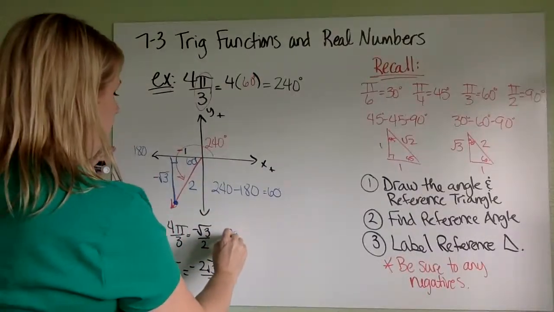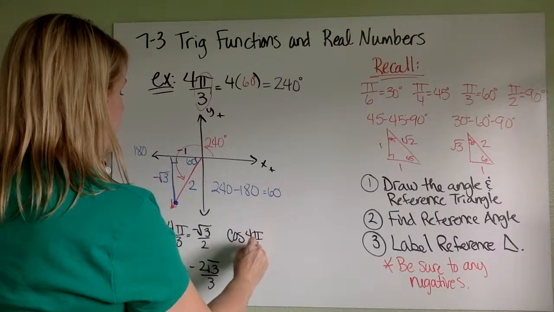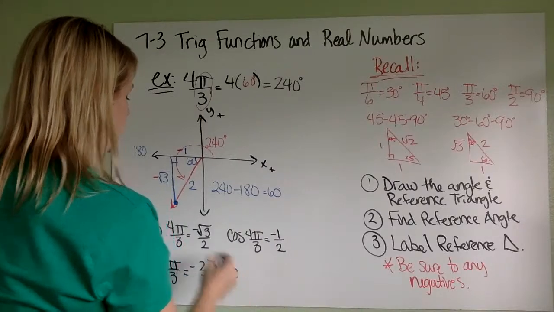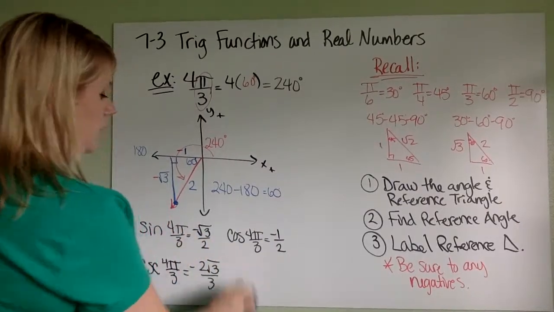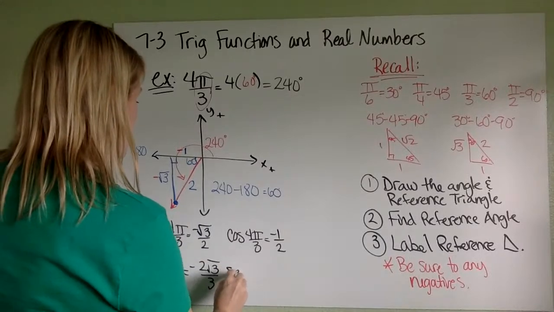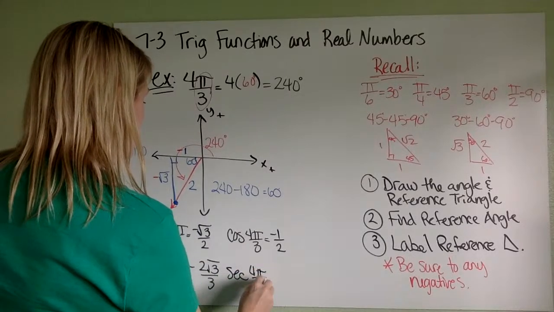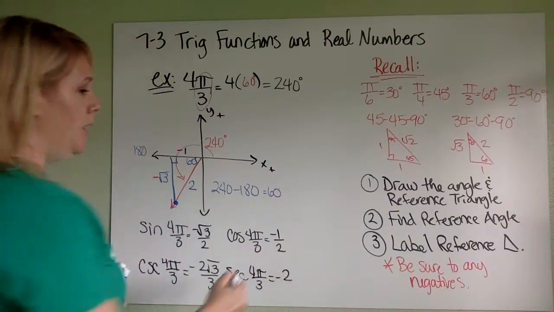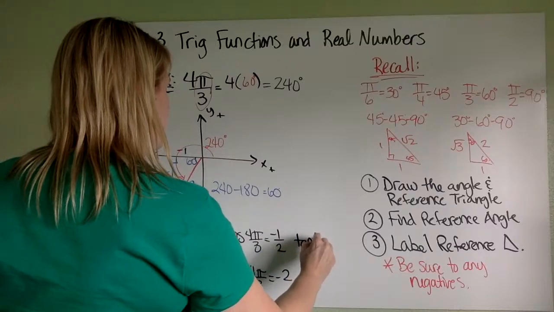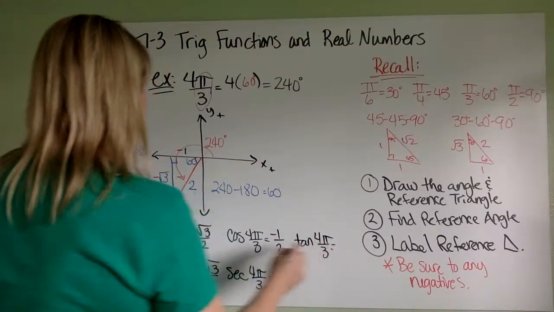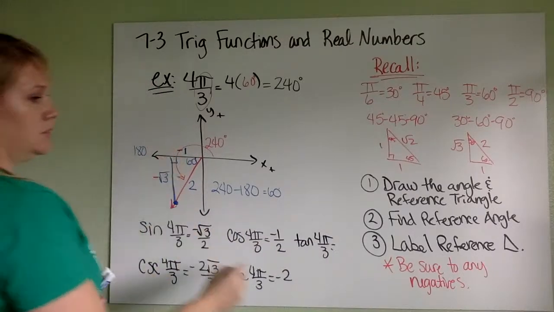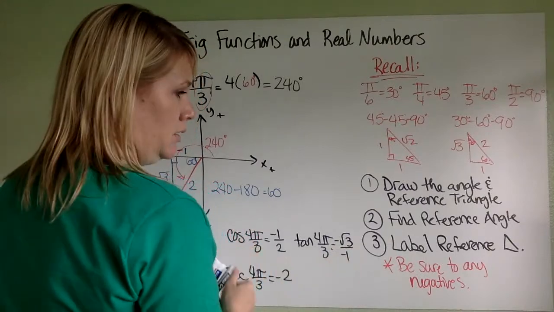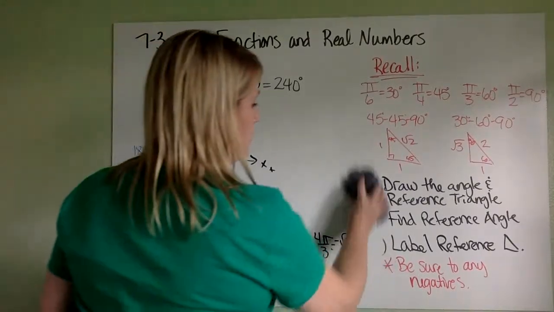So then our cosine of 4 pi over 3 is adjacent, so negative 1 over 2, and our secant, which is the reciprocal, it would be negative 2. So negative 2 over 1, right, or negative 2, and then the tangent, opposite over adjacent, so negative square root of 3 over negative 1. Let me erase this, sorry.